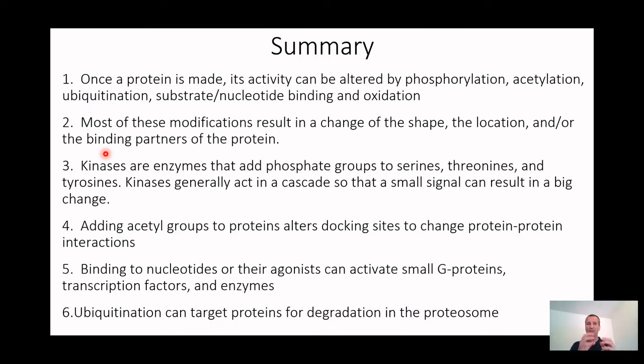Once it's off, we need a guanine nucleotide exchange factor, or GEF protein, to take out the GDP, and then it's going to pick up GTP from the cell. And if we want to turn it off quicker, we can use a GTPase activating protein, or GAP protein. And then we talked about ubiquitination as a way to target proteins for degradation.